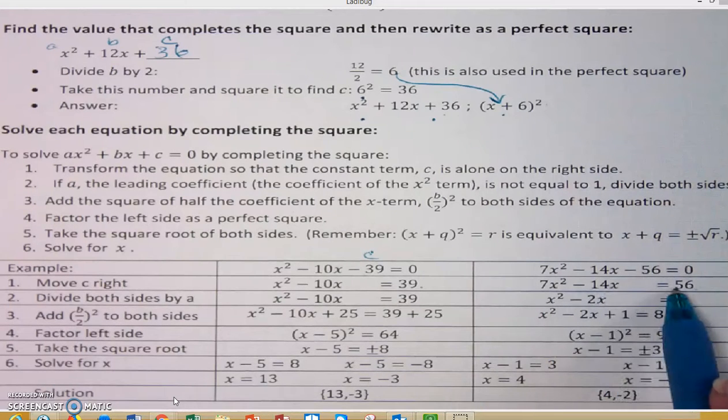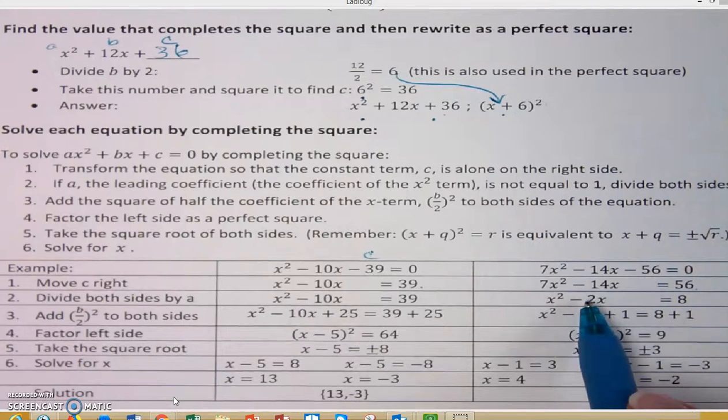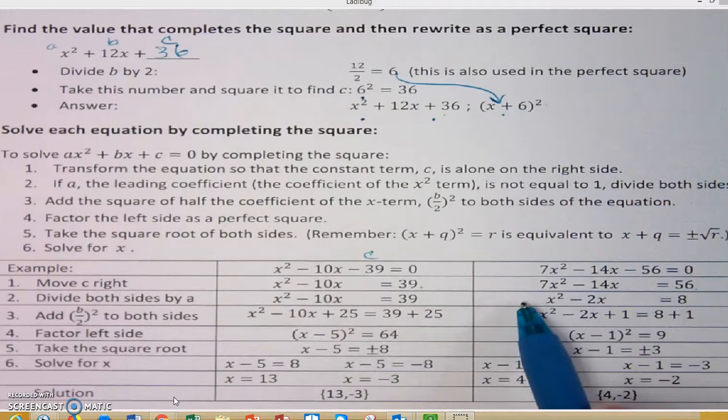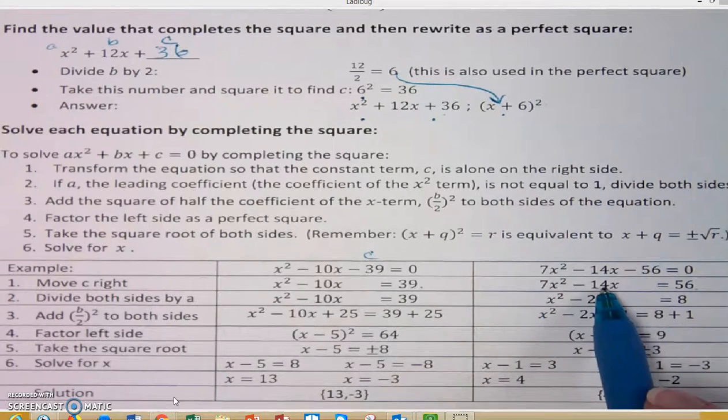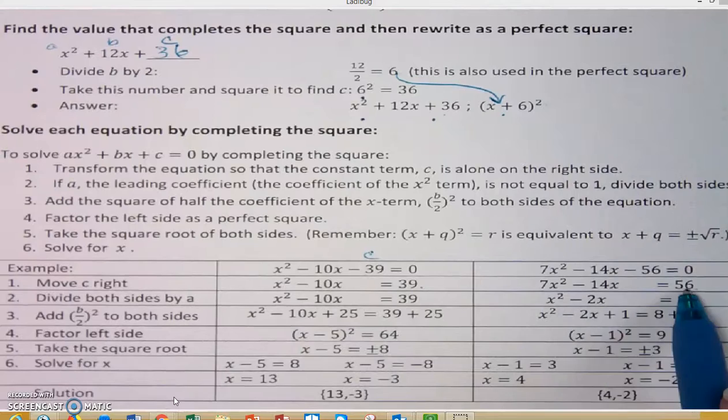Now, every one of these numbers is divisible by 7. We gave you a nice good example where all the numbers are going to be even. We won't have any fractions. So 7 divided by 7 is 1. Negative 14 divided by 7 is negative 2. And 56 divided by 7 is 8.